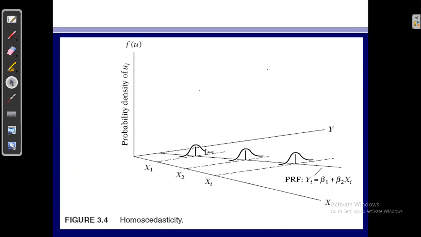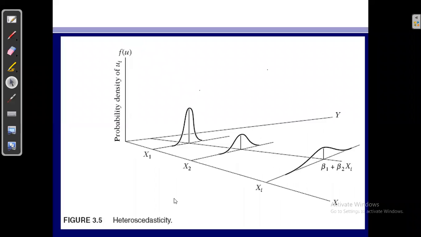So initially we assume homoscedasticity, constant variance, and then at some later stage we say, what if there is heteroscedasticity? What if there is no constant variance? What if the variation is increasing or decreasing? So what should you do then?